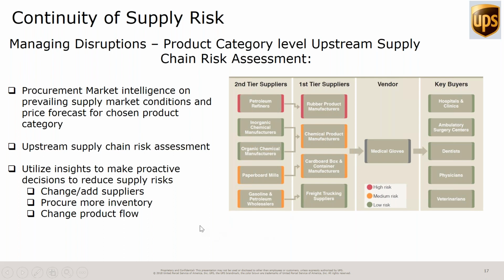Using all of that and providing an upstream supply chain risk assessment, you could make some proactive decisions to reduce supply risk by changing or adding backup suppliers, procuring more inventory temporarily, or changing the product flow.